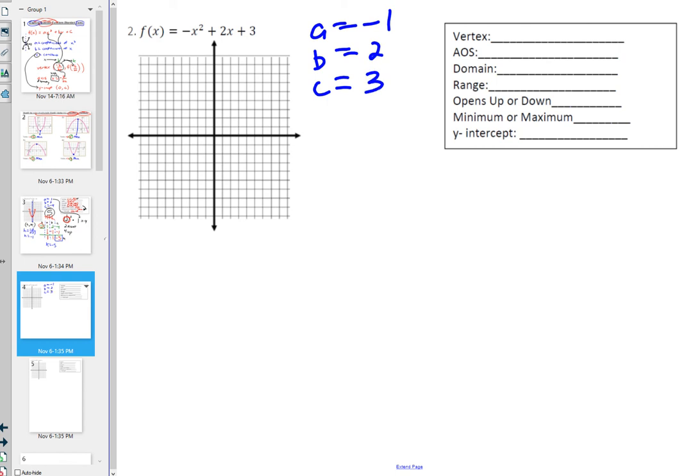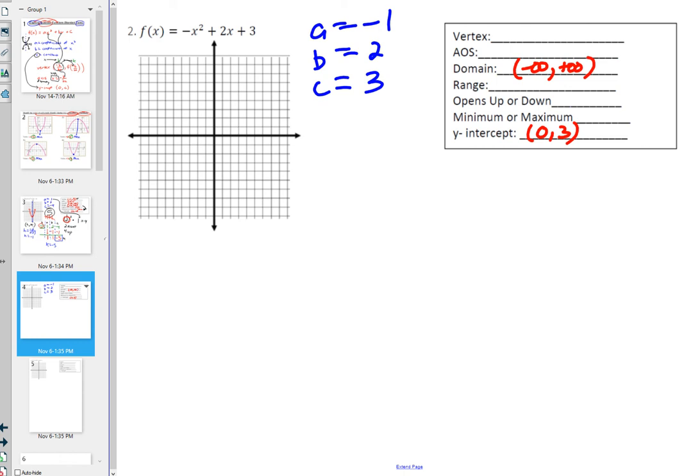What can I already answer on the right side there? Okay, what's the y-intercept going to be? (0, 3). Very good. Maybe even easier than that. What else can I already answer? Okay, what's the domain going to always be? All real numbers, also known as negative infinity to positive infinity.